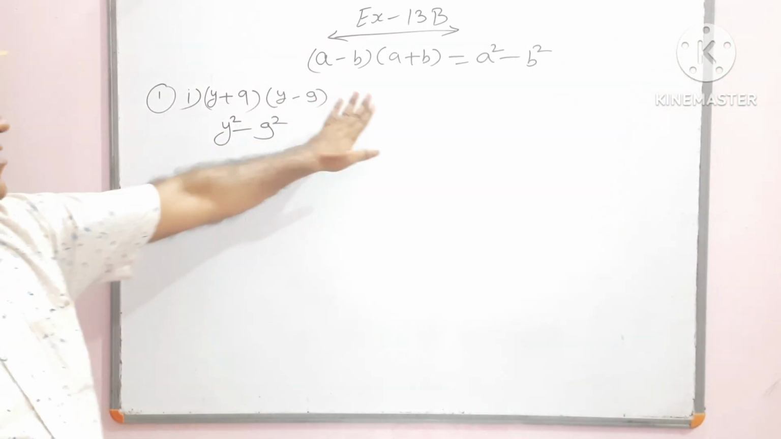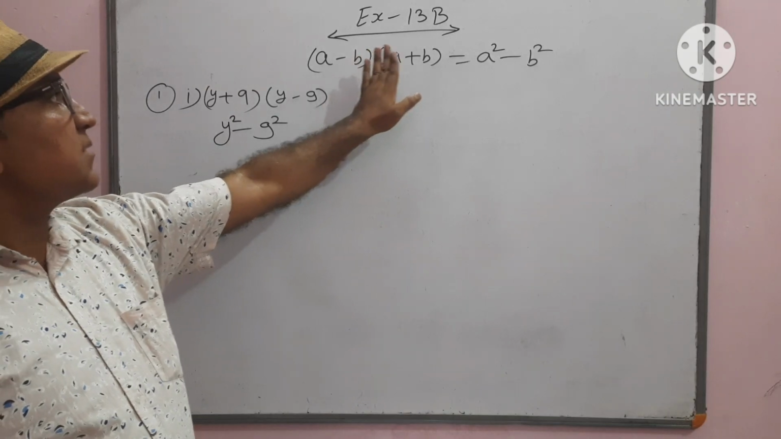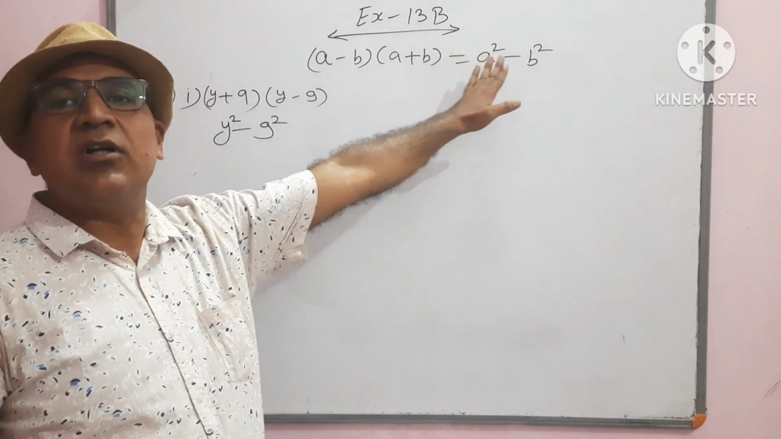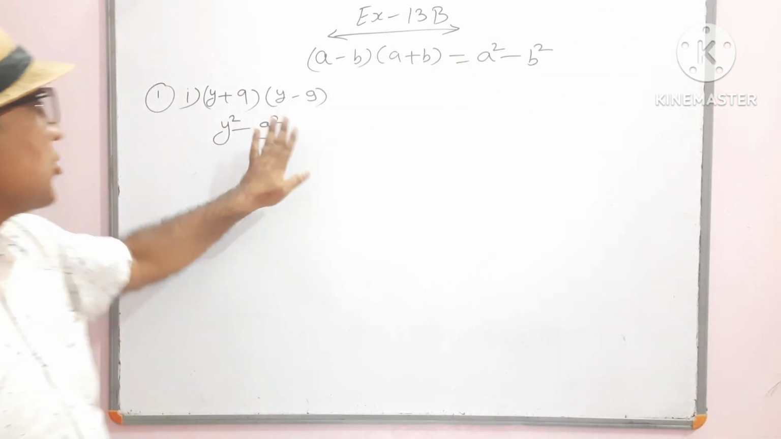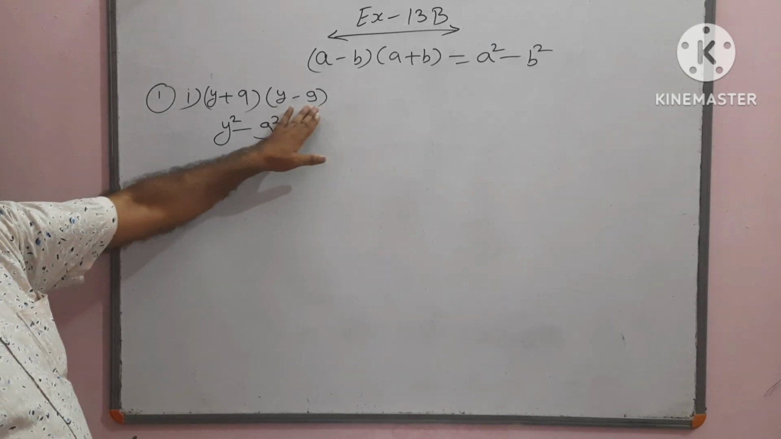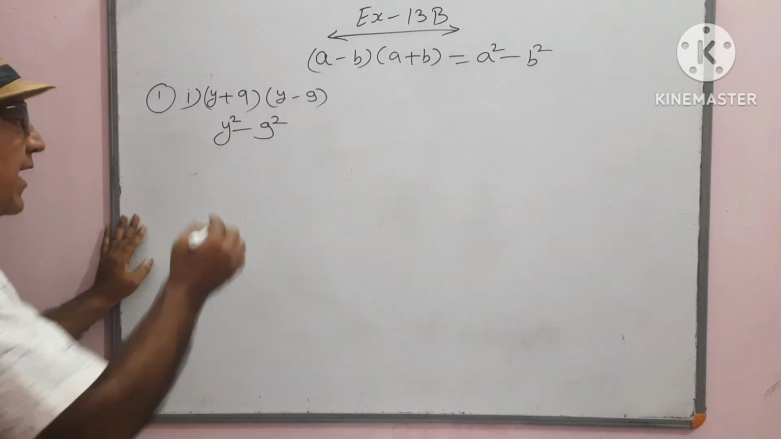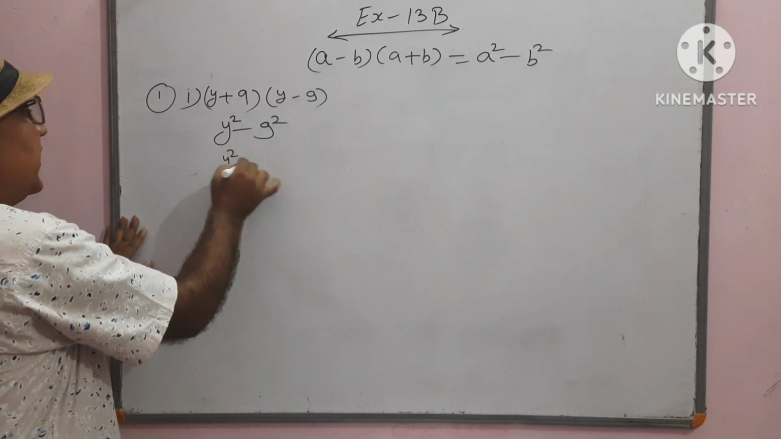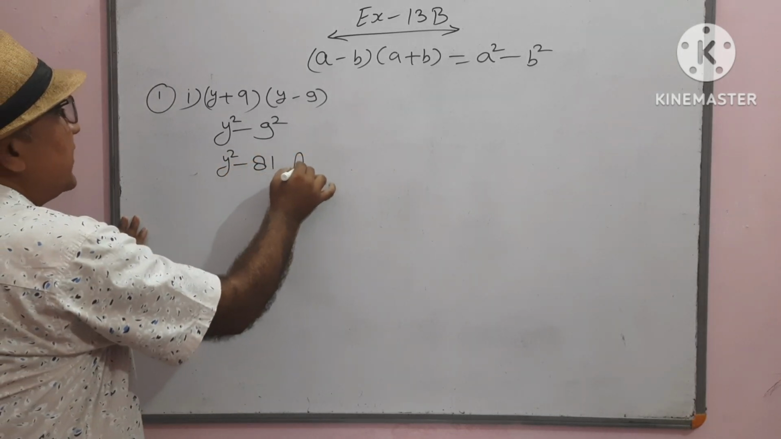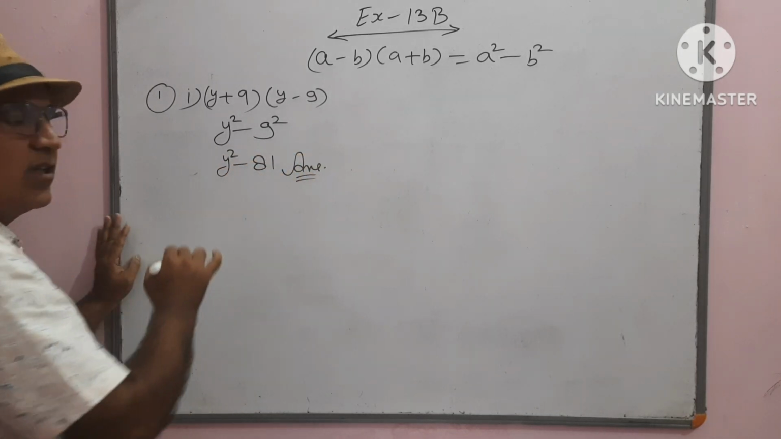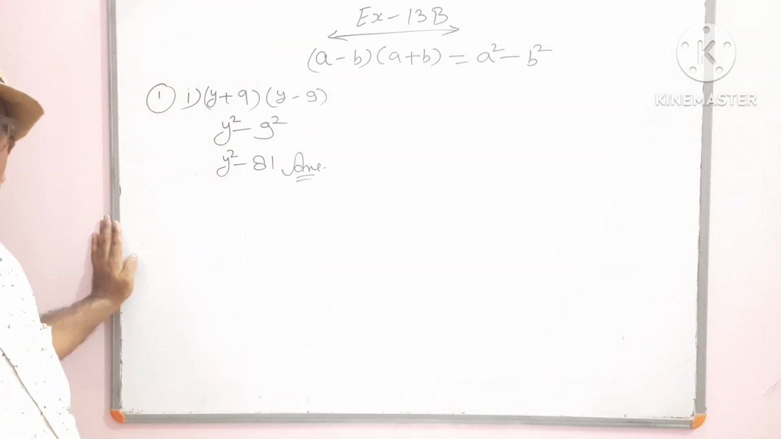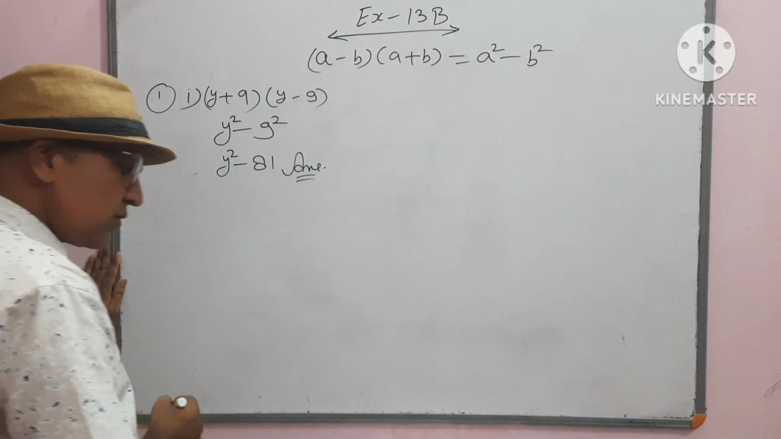Why? Because this is the identity: (a minus b) into (a plus b) is equal to a square minus b square. So here also (y minus 9) into (y plus 9) is equal to y square minus 9 square. So this will become y square minus 81 and this will be your answer. Okay, see the second part also.